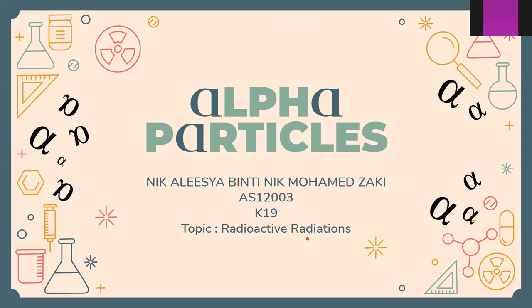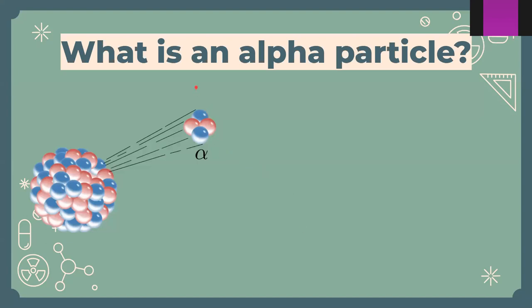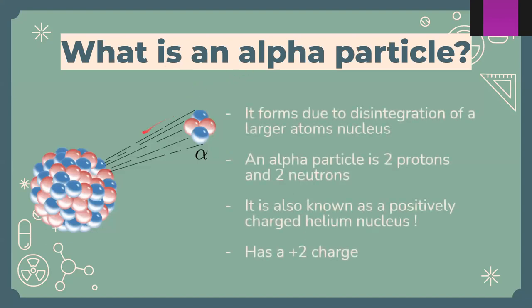So first, what is an alpha particle? An alpha particle forms due to the disintegration of a larger atom's nucleus. So maybe bismuth or uranium, and this bismuth or uranium disintegrates and forms this little guy here. This little guy here is an alpha particle.